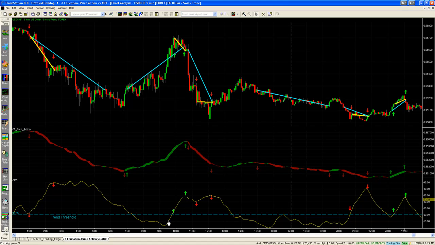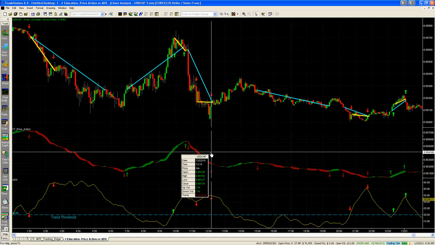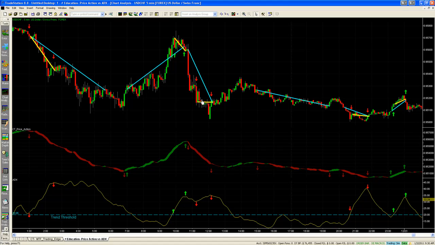So ADX shows the strength of the trend in the rise, but this shows it in the line along with the price direction. So we get into the trade, and we get out about the same time as what the ADX does on this one, right there. So here we have a nice winning trade versus about a break-even trade.